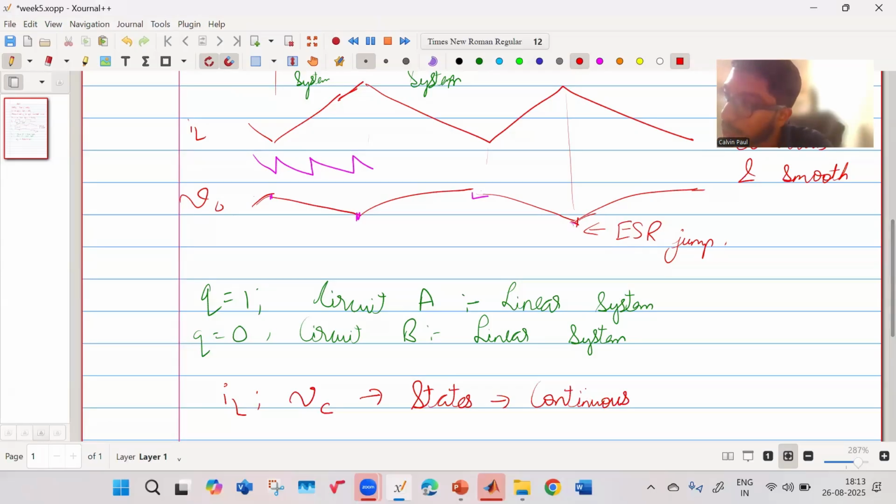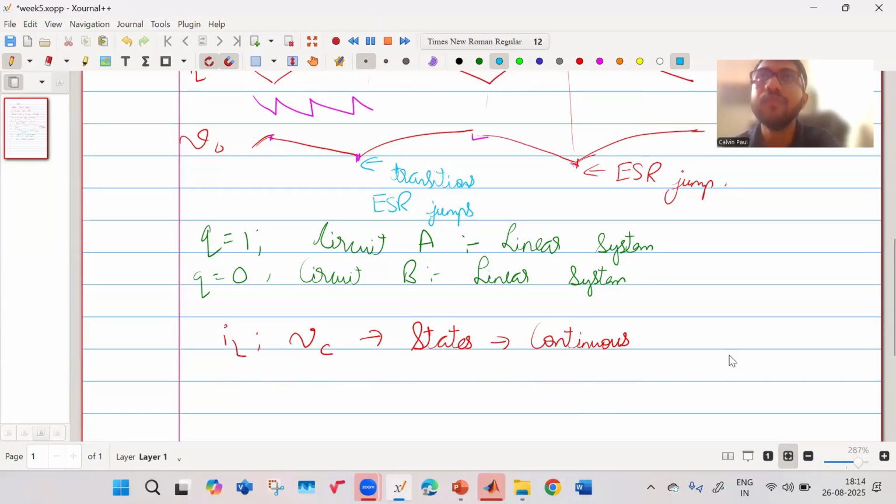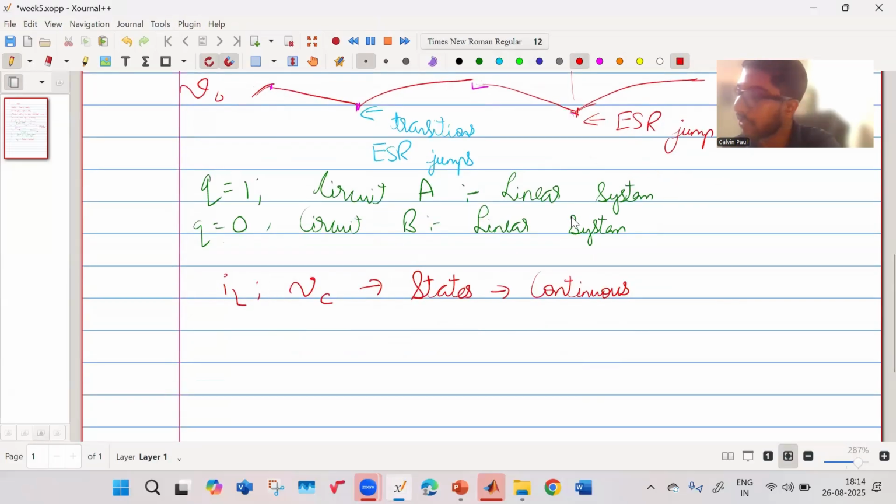But the output voltage of your boost converter will change because it has these transitions. Due to the ESR of the capacitor, it has some jumps. ESR jumps are there. That is why you cannot take the output voltage as your state. You take the voltage across the capacitor as a state, and you take the inductor current as a state. Okay. Any doubts still here? No, sir. Okay. So that's one part.